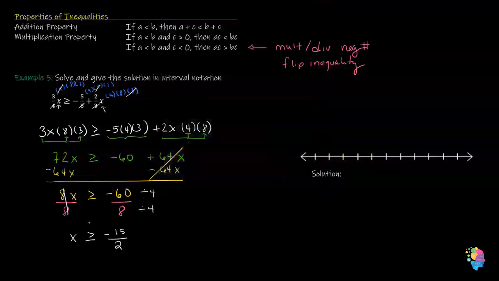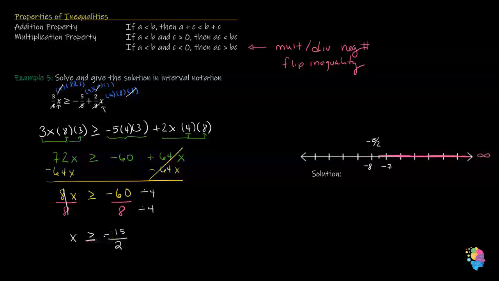Well, negative 7.5 is between negative 7 and negative 8. So negative 8 is on the left side of negative 7. So right here in the middle, this is going to be negative 7.5 or negative 15 over 2. Once I found my value, I notice that this is greater than or equal to. That means I will be shading to the right of this negative 15 divided by 2 all the way to positive infinity.